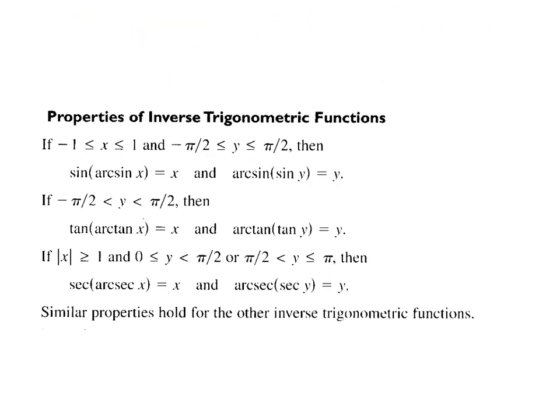Alright, so then we have a couple of properties. Okay? Notice for arc sine, if x is between negative 1 and 1 and y is between negative pi over 2 and pi over 2, then sine of the arc sine of x is x and arc sine of sine of y is y. But notice these restrictions because we limited the domain. Okay?